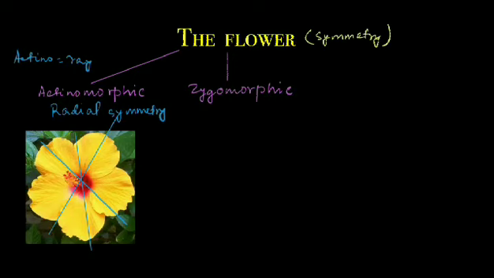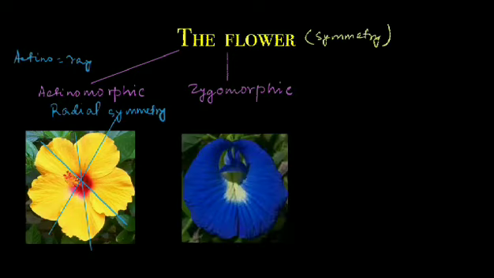The other type is zygomorphic, in which there is just one plane which can divide the flower into 2 equal halves. So right here. This is the only plane that can divide the flower into 2 equal halves. And this is called bilateral symmetry.